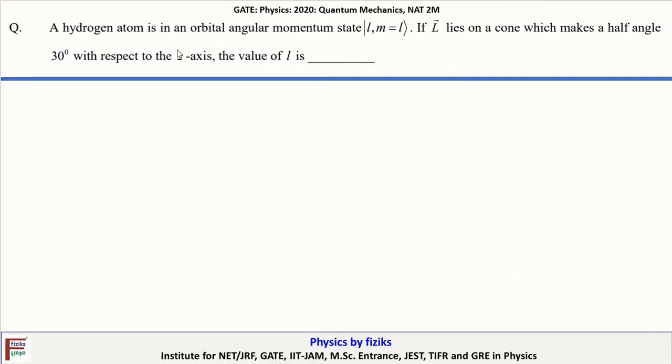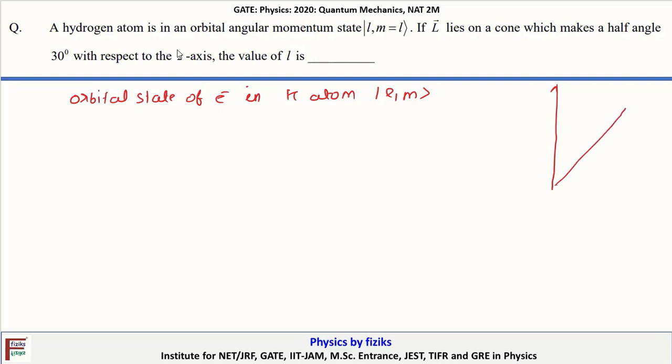A hydrogen atom is in orbital angular state l and m equals l. Normally, the orbital state of an electron in the H atom is represented by l and m. If L lies on a cone which makes a half angle of 30 degrees with respect to the Z axis, that is L and that is Z, this angle according to the question is phi equals 30 degrees.